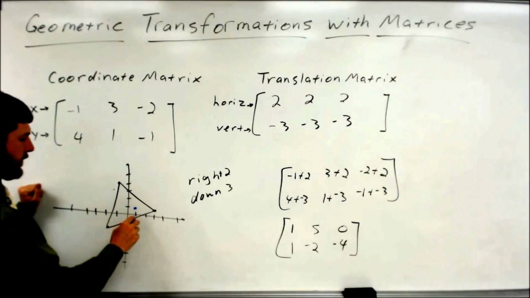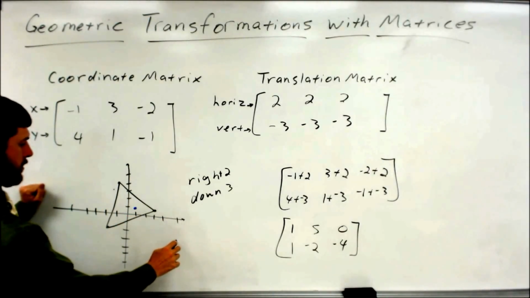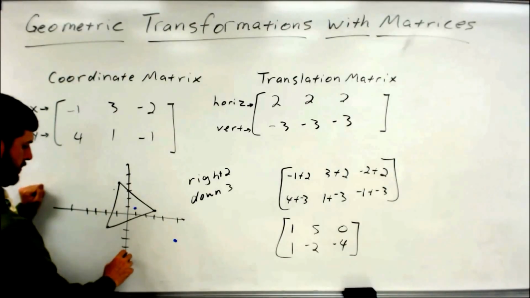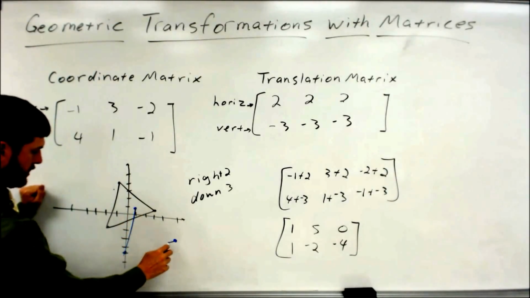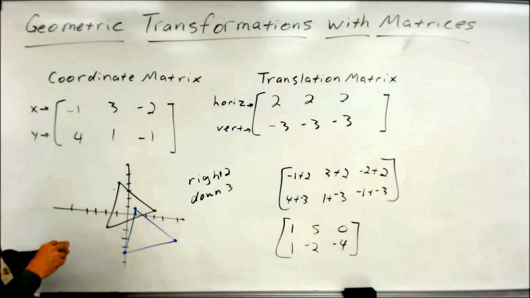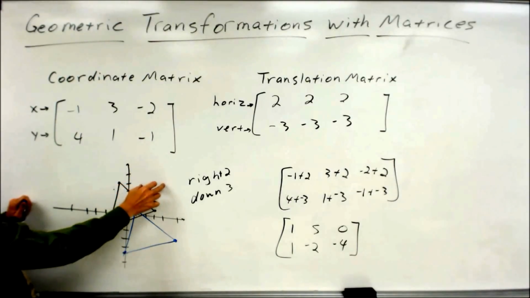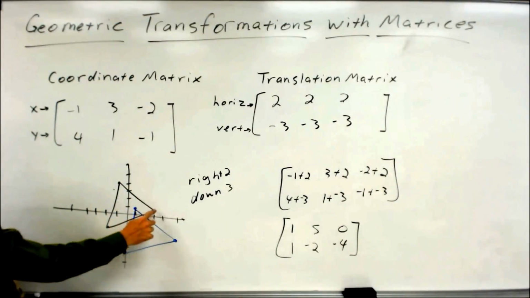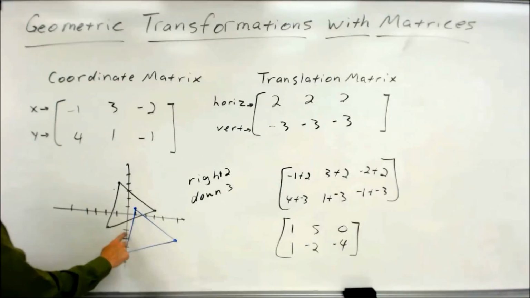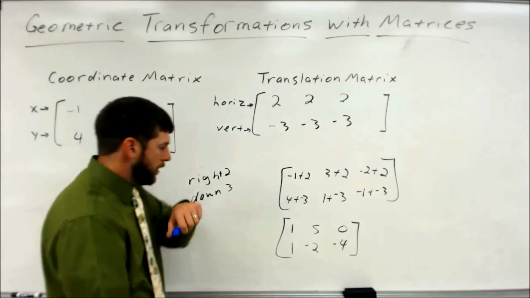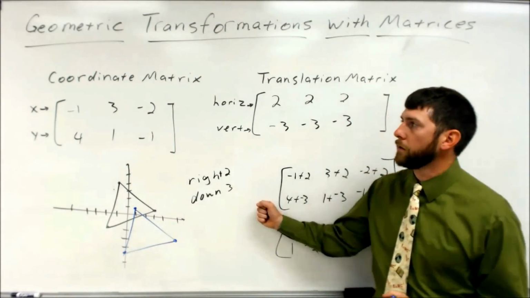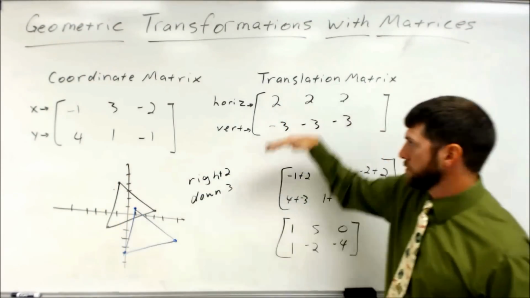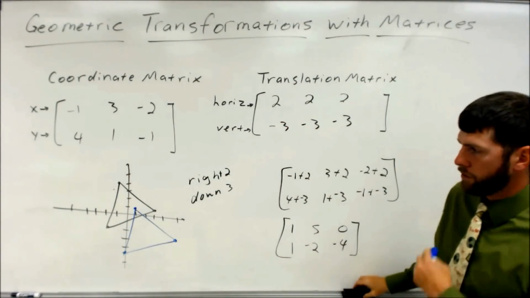I'm at the point 5, -2. And I'm at the point 0, 4. So you can see we get the same figure, we just moved it right 2 units and down 3 units. Every point, over 2, down 3, over 2, down 3, over 2, down 3. So that's shifting or translating. As long as your x's then y's, you do horizontal shift over vertical shift.